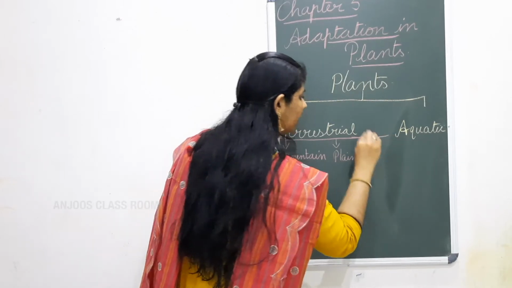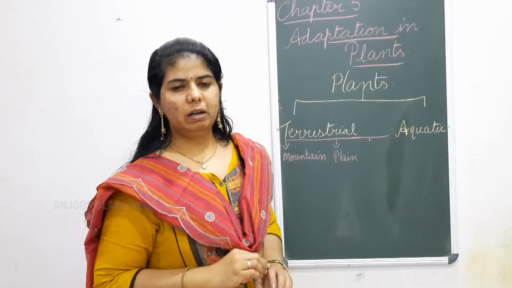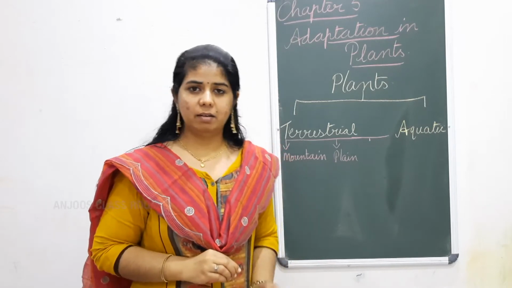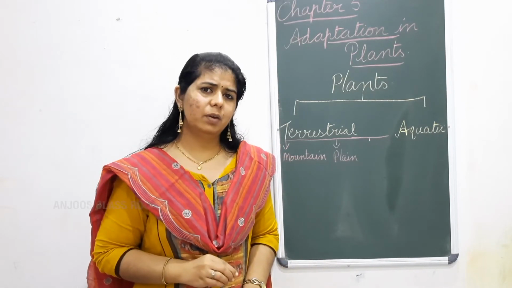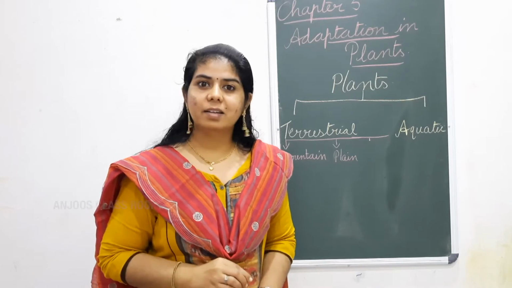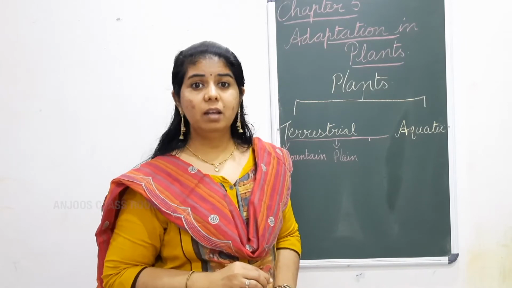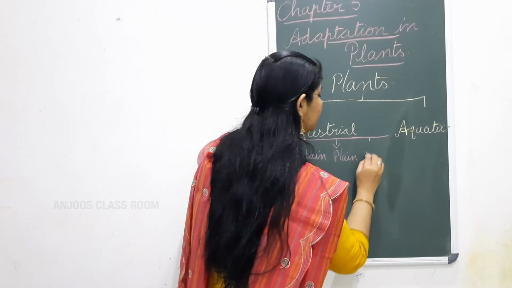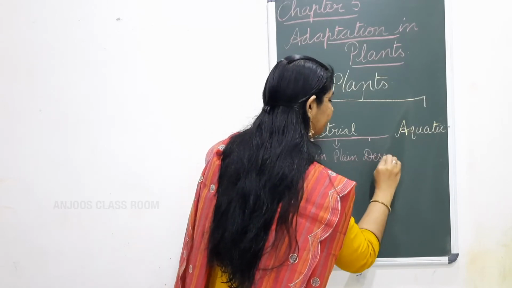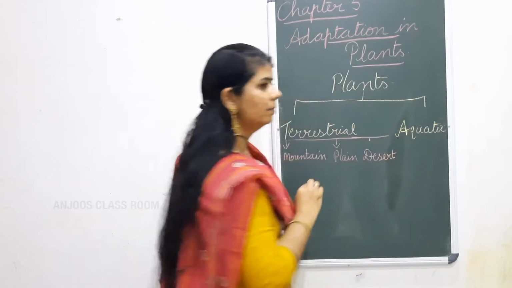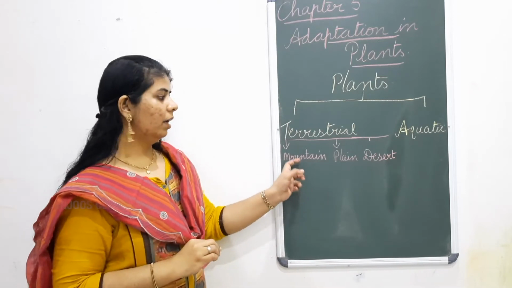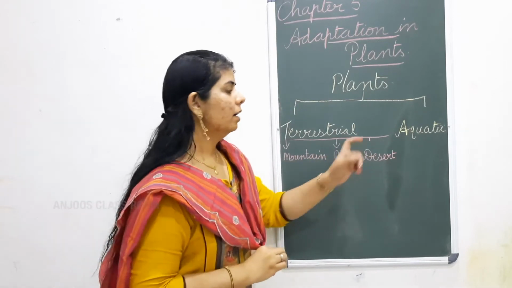Yes, again the next one, very dry, scanty rainfall. What is that area known as? It is known as the desert, a hot, dry region. It is called the desert. So these three: mountain, plain and desert.